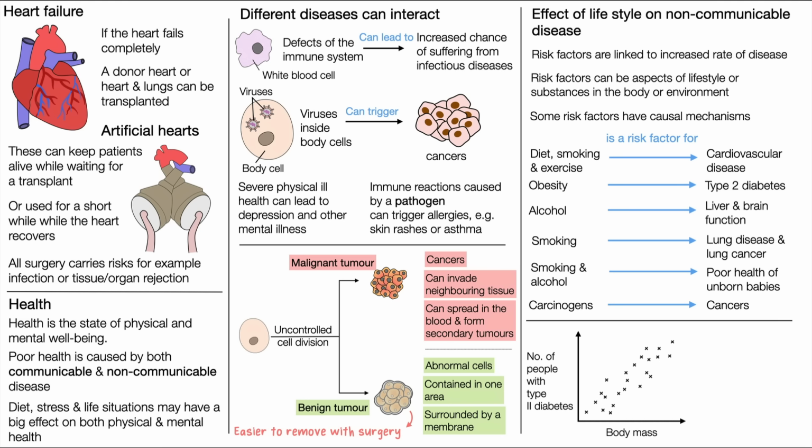Here is an example of something you should be able to do. This graph is a scatter graph. It shows a link between body mass and the number of people with type 2 diabetes. It shows a positive correlation. The higher the body mass, the higher the number with type 2 diabetes. However, you have to be careful with a graph like this. It shows a positive correlation, but it doesn't prove a link. It doesn't prove that a high body mass is going to give type 2 diabetes, but it does show a positive correlation. Plus, we need a lot more data.